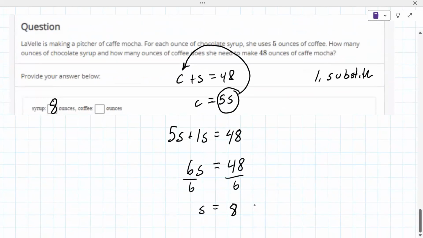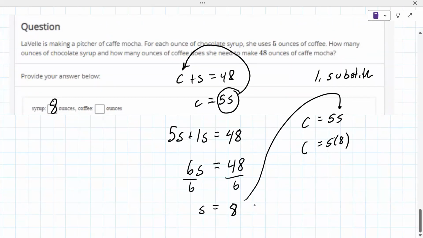And then C is equal to 5S. So you put that S value in, 5 times 8. So what does C equal? 40. C equals 40. All right, very good.